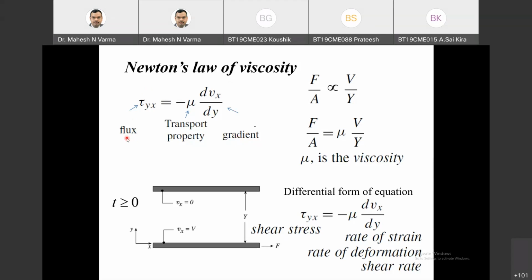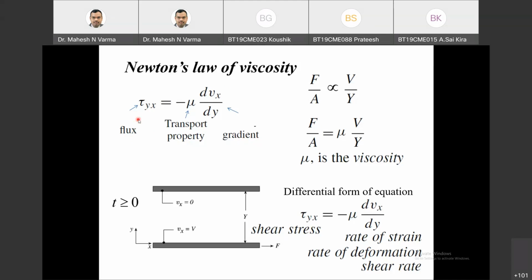So this is the flux: flux equals transport property into gradient. Now we are discussing momentum transfer, so certainly this is the momentum flux. Now, can shear stress be named a momentum flux or not? Roll number 11, Yuvraj.